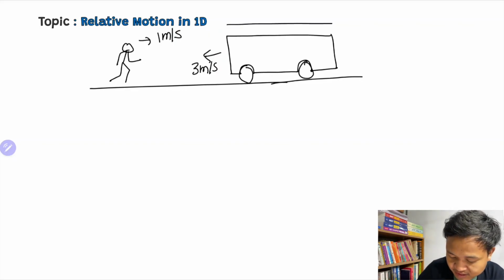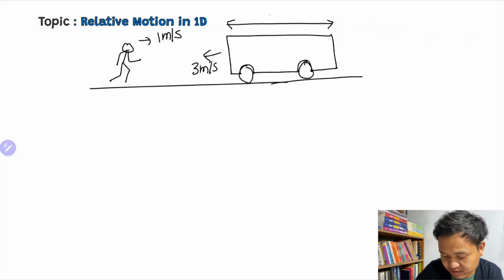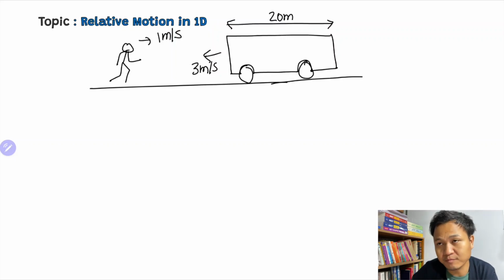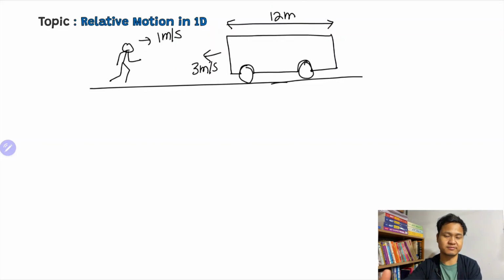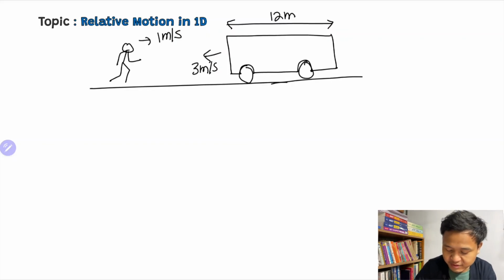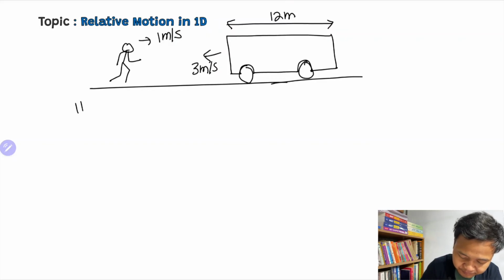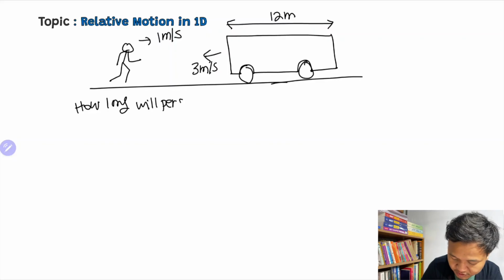Say the length of the bus, let's say 20 meter. 20 meter is very long, right? So let's say 12 meter. I think 12 meter is reasonable. So a 12 meter bus is coming towards the person. Here, what is the question? The question is, how long will the person take to pass the bus?